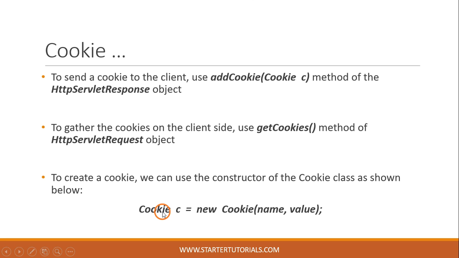And after creating the cookie like this, how do you add the cookie to the client? By using the method addCookie, and the parameter is the cookie object, which is this one in this example. Now this method is available in the HttpServletResponse interface. And once you add the cookie, how do you retrieve the information that is already available in the cookie? By using the method called getCookies, which is available on the HttpServletRequest interface. So that is how you create, add, and retrieve cookies.